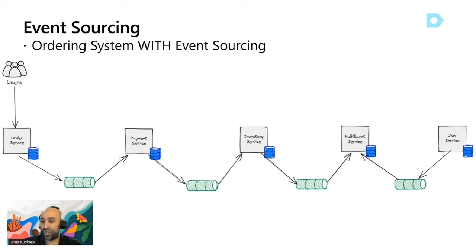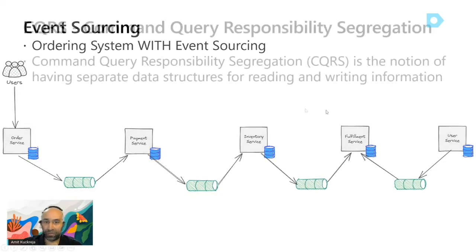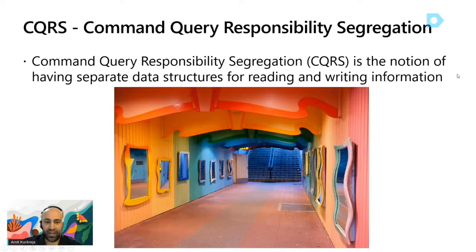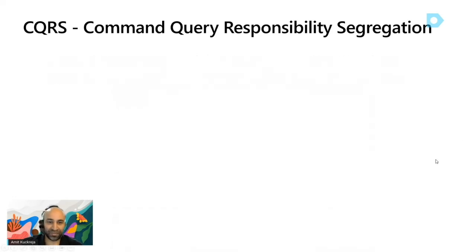And there are obviously pros and cons with this, you'll need to decide which of these models works for you. Closely linked to event sourcing is CQRS, Command Query Responsibility Segregation. It's the notion of having a separate data structure for reading and writing information. I've got this hall of mirrors here to show that using CQRS, you can have different representations of the data for different purposes. Each mirror here will reflect something slightly different back.